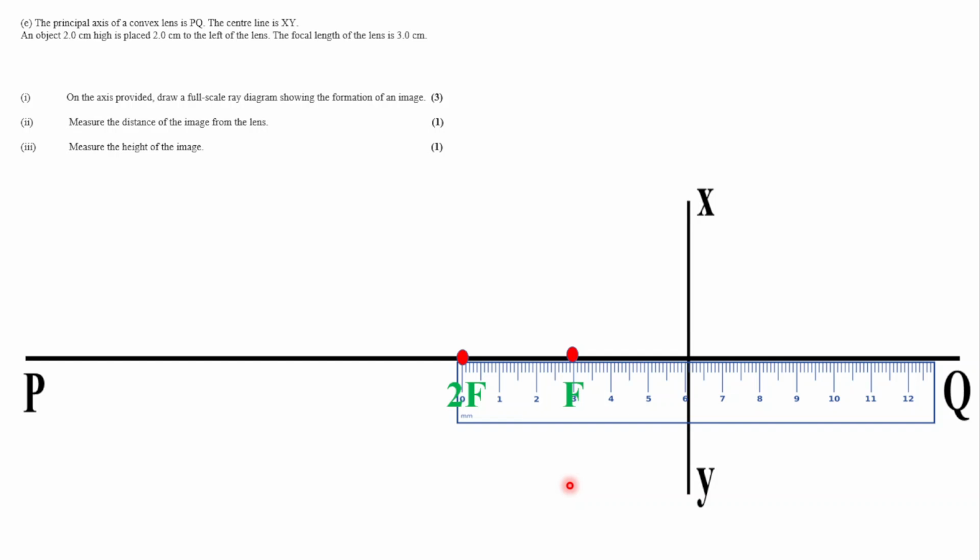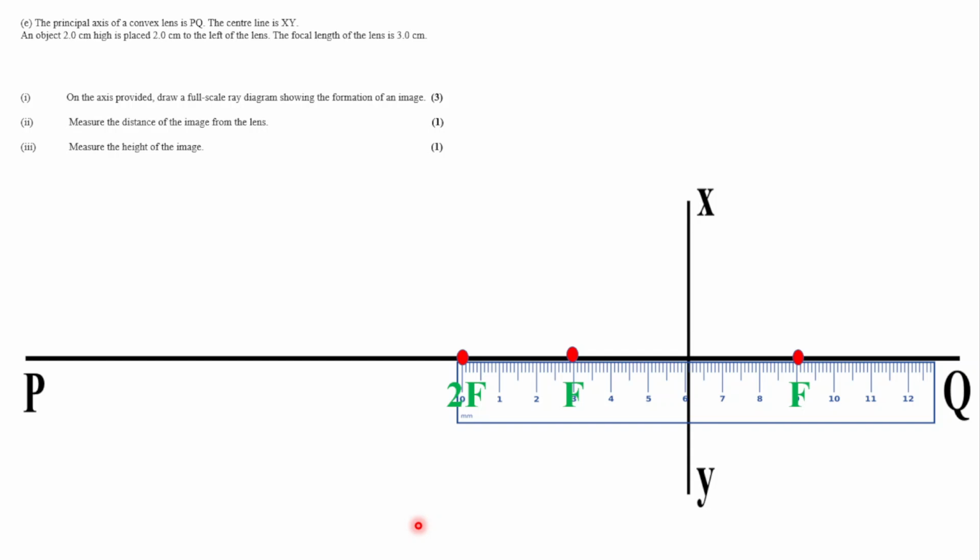Once I get my 3 there, let's go to the opposite side, because F must be the same on this side. So from the 6 here to 9, there's another 3. Let's call that F as well, because we're going to need those points. Once you have a convex lens, the points you must establish first are the focal lengths, which are the same on either side, and you can also indicate your 2Fs. That's the first thing you want to do.